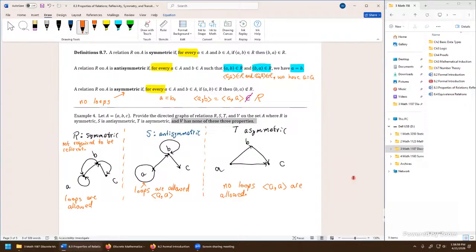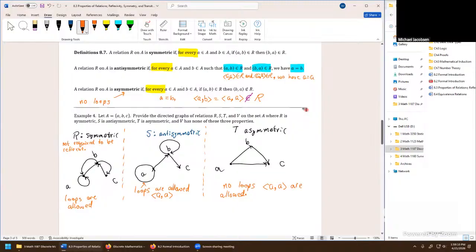I'm just having a hard time with anti-symmetry because if we have A equals B, can't we also have B equals A, which is the same thing as flipping them and back loop? Yeah, get that absolutely.